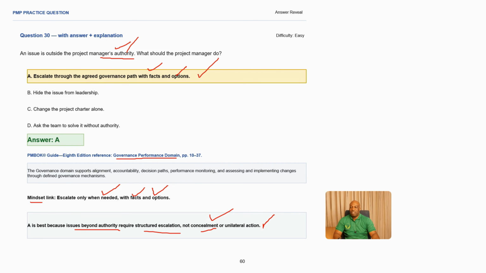So this is very important. If something is beyond the authority, or requires approval, then it has to be escalated in a project environment, making A the best answer.